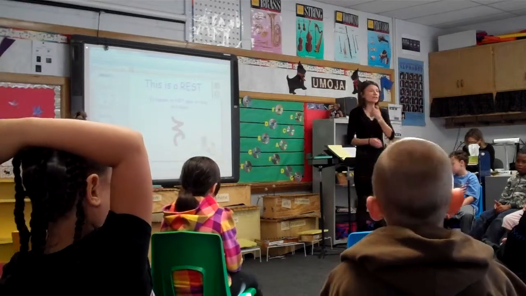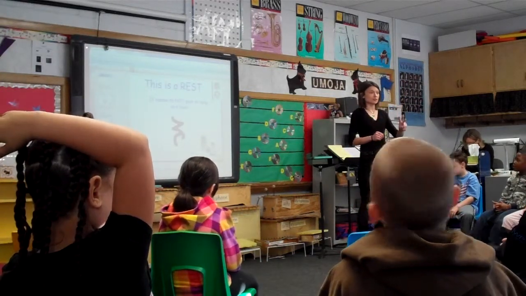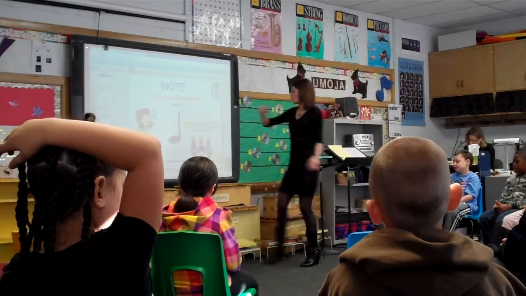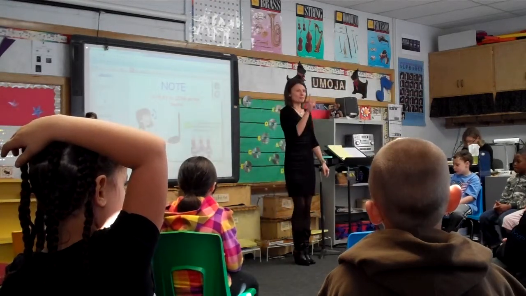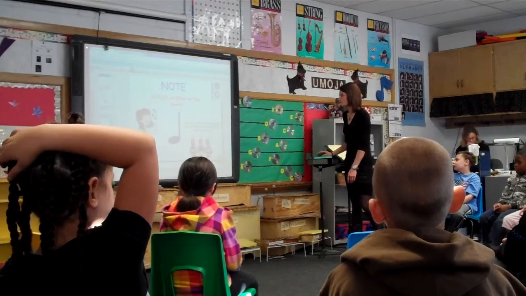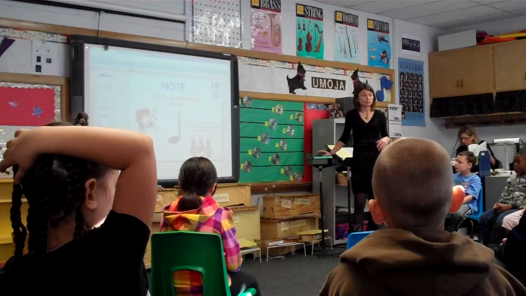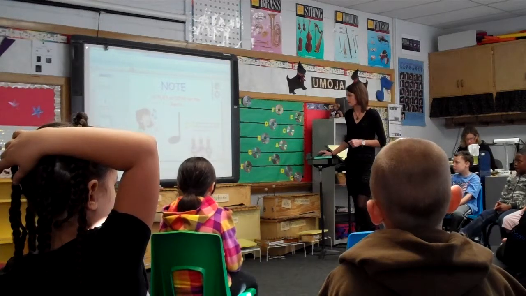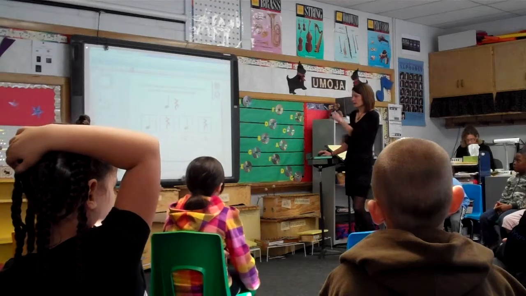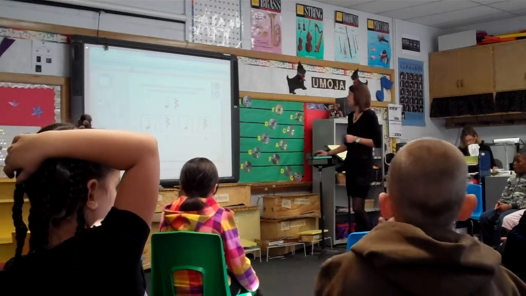Quarter note or quarter rest, they're all 1, except what's the difference? When you see a note, actually that's our next slide. When you see a quarter note, you play for 1 beat, right? When you see a quarter rest, you rest for 1 beat. Okay, so note, everybody knows that we play or sing when we see it. Okay? And they give us an example here.